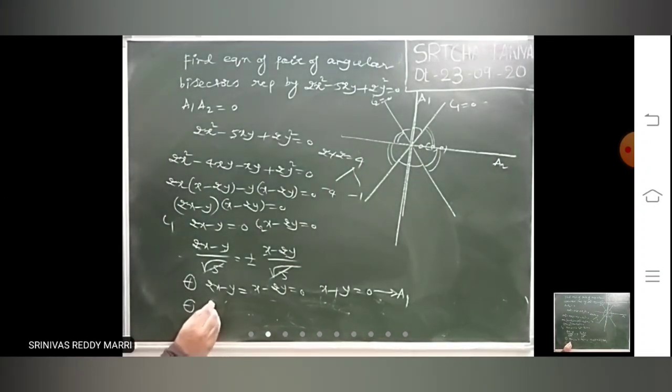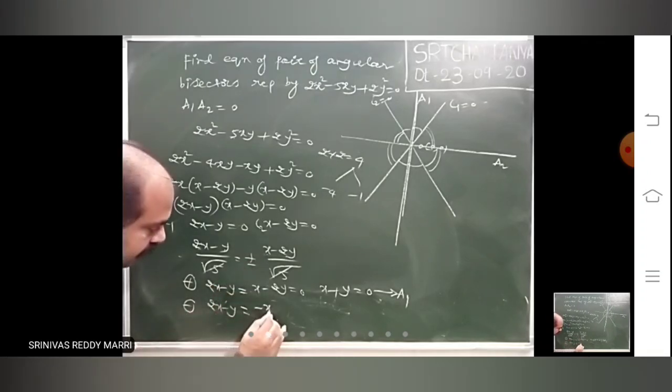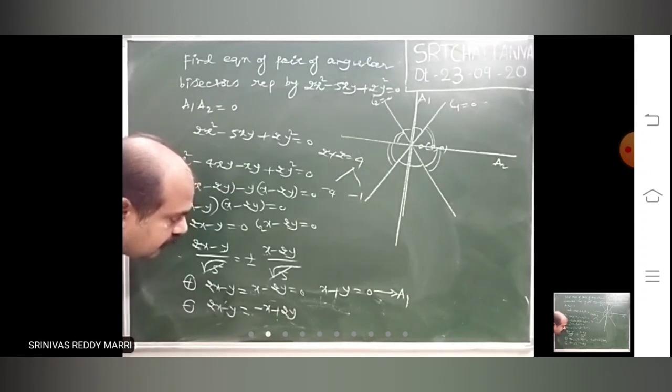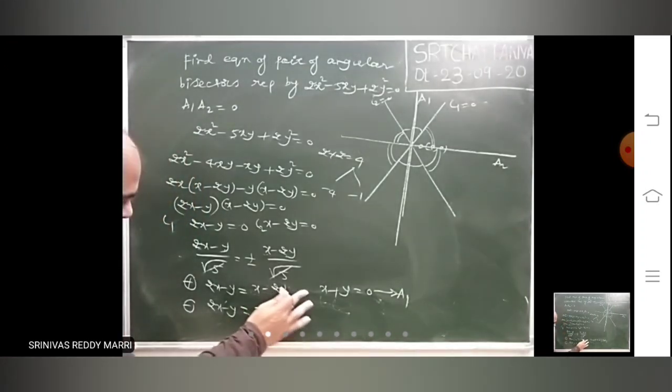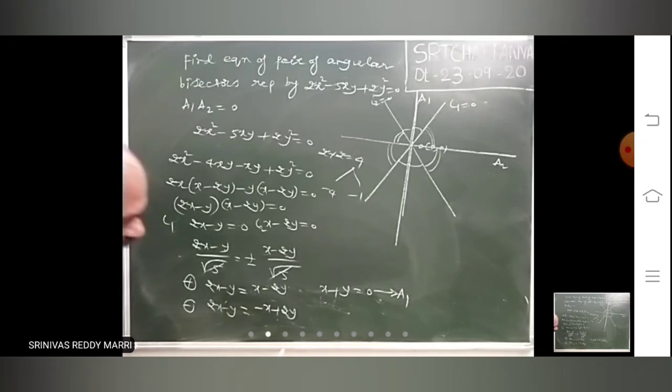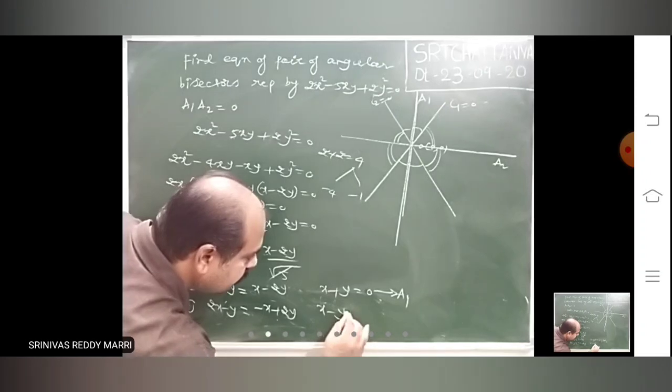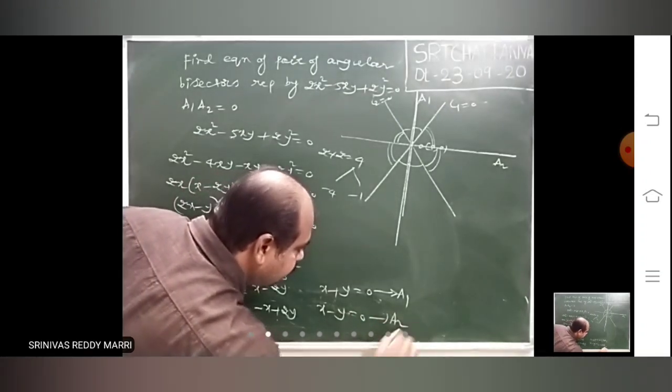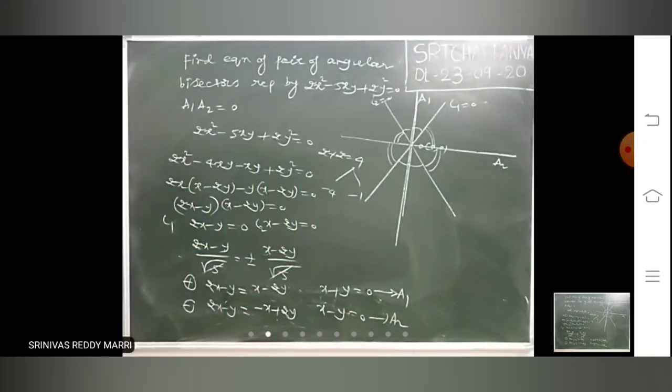So if minus is taken, right? So what you will get? 3x minus 3y equal to 0. So x minus y equal to 0. That is angular bisector 2.